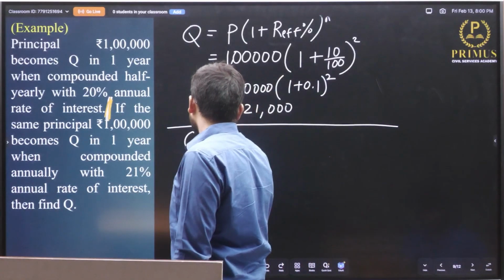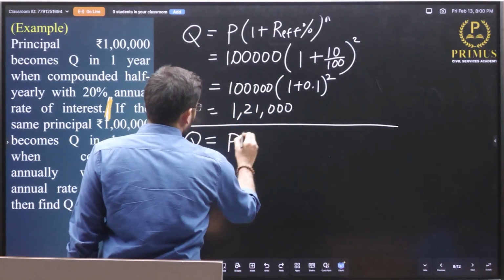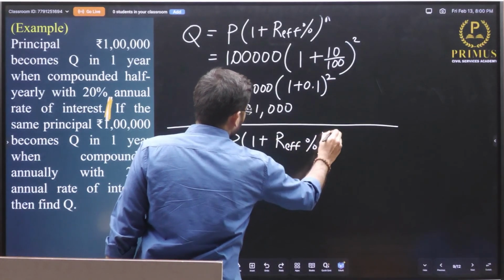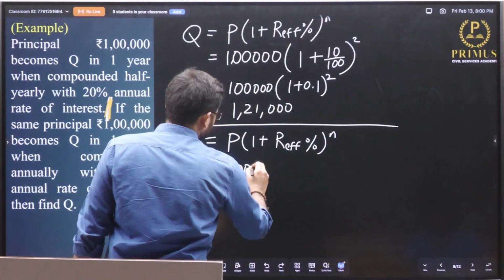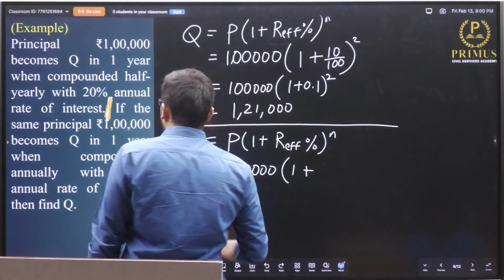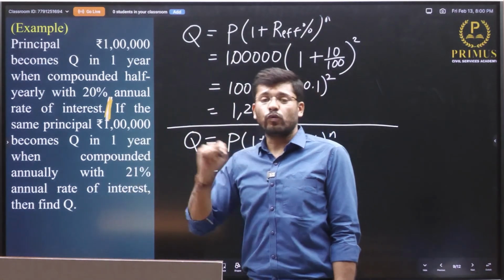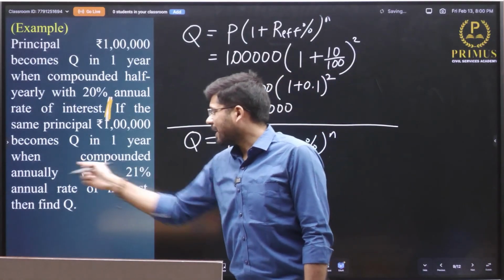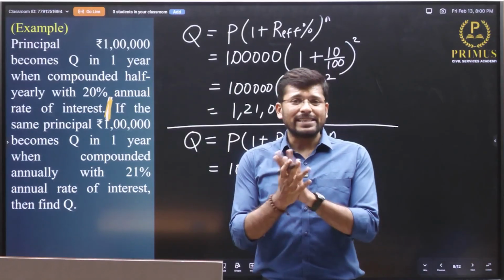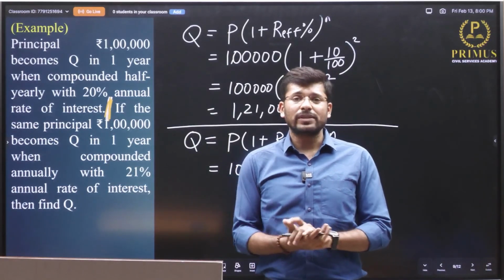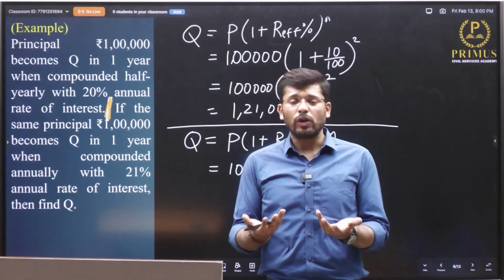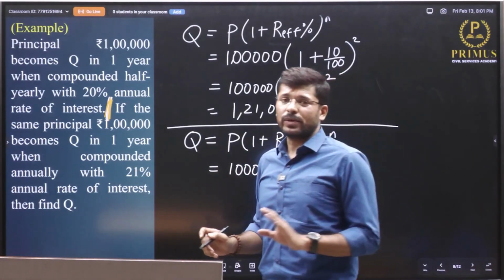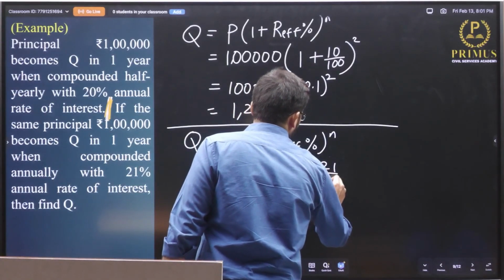In the second part, again we will apply the same formula. Q equals P into 1 plus R effective percentage raised to N. Here the principal is again 1 lakh. And here the rate of interest is 21%, not 20%. Okay. If it is 21% and compounding is happening annually, then how many compounds actually happen in 1 year? Only one compounding will happen in 1 year. So R effective will be 21 divided by 1, it will be 21%. So this will be 21 divided by 100.